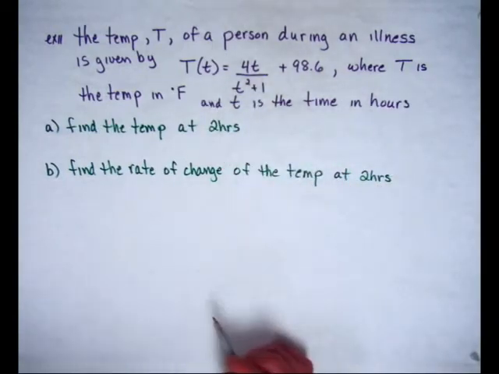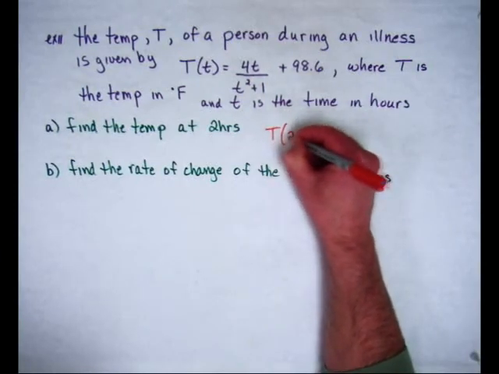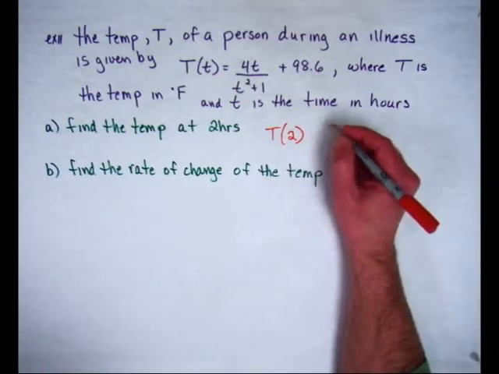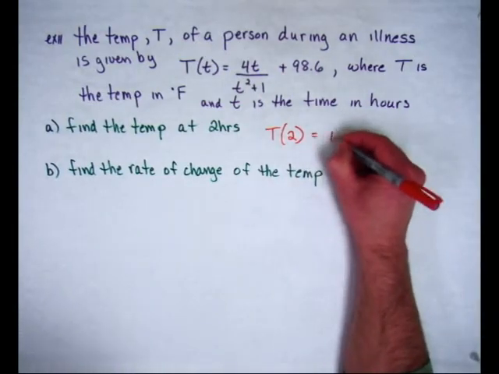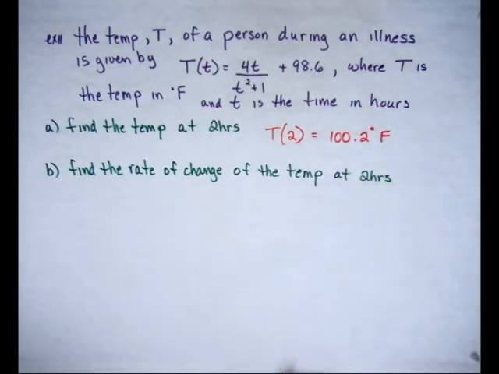So the first question says, find the temperature at 2 hours. Again, this is not a rate of change question. This is just an algebra question. If we want to know what the person's temperature was after 2 hours, we would just be finding T at 2. So we're not doing a slope here, we're just finding a point. If you plug that 2 into the function, it turns out to be 100.2 degrees Fahrenheit. So the person has a little bit of a fever. But you see, without calculus, we're limited to just finding what the person's temperature is at that moment.